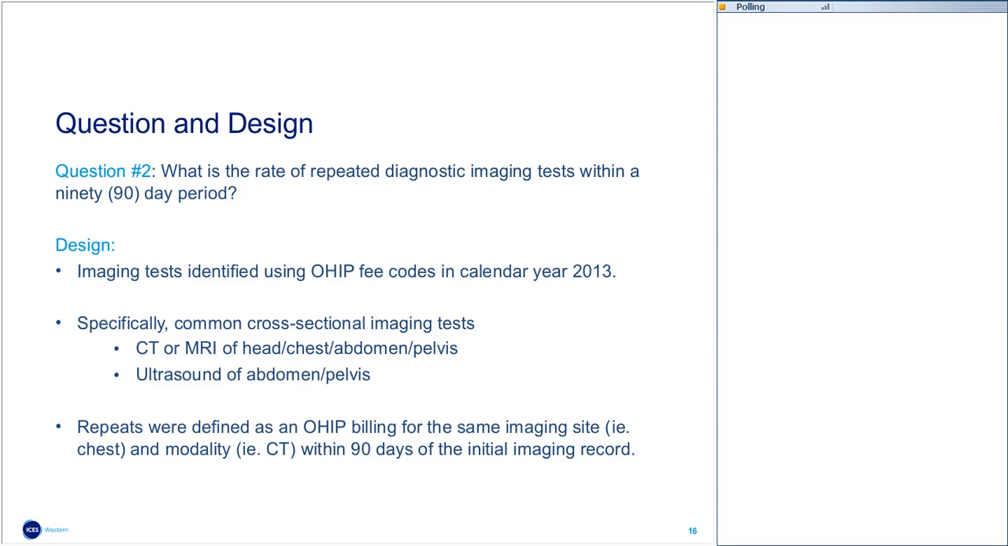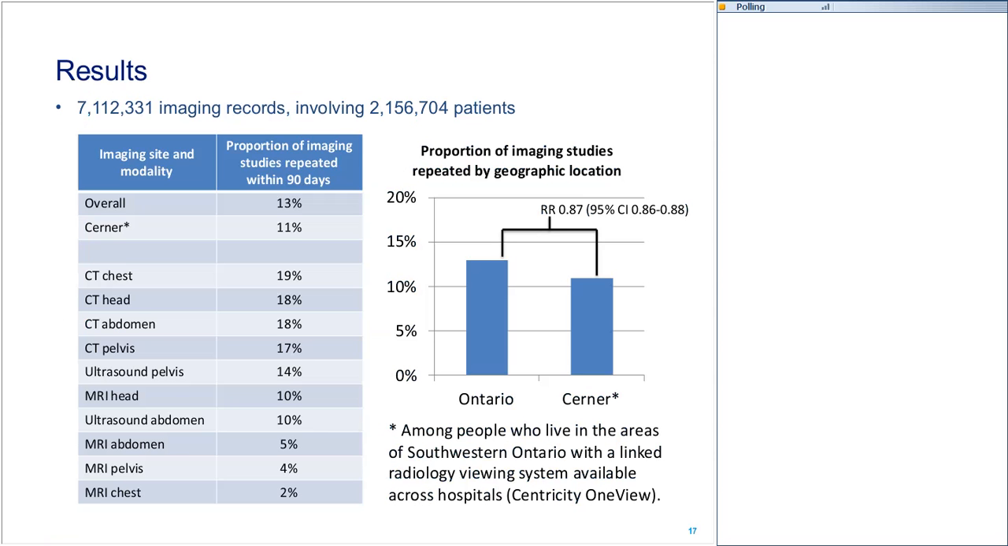So we defined a repeat as evidence of an OHIP billing for the same imaging site and the same imaging modality within 90 days of the initial record. So they had to have a CT of the head, and to be a repeat, it would have to be a CT of the head as well. It couldn't be an MRI of the head or a CT of the chest or something. It had to be the exact same modality and location.